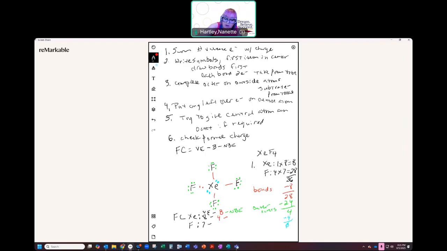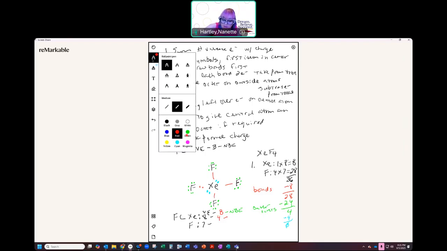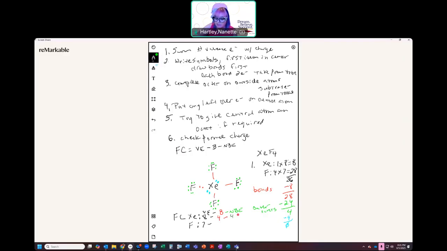And then when I look at the number of non-bonds, I have 2 pairs that are sitting on there. So 1, 2, 3, 4. 4 electrons that are sitting on him. And so 8 minus 4 is 0. So his formal charge is 0.